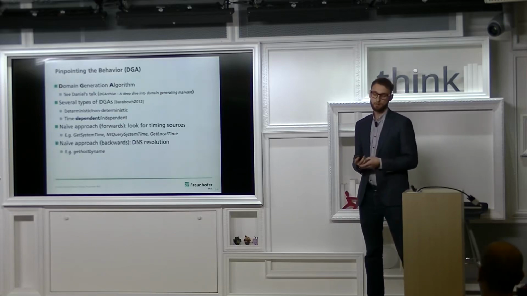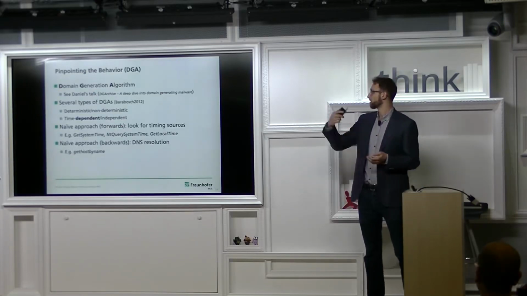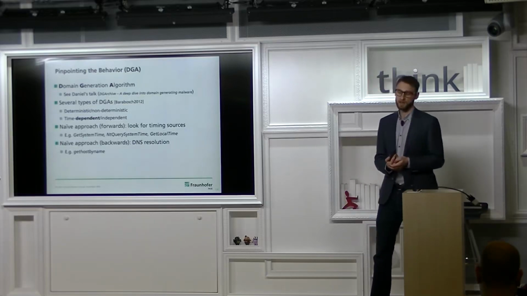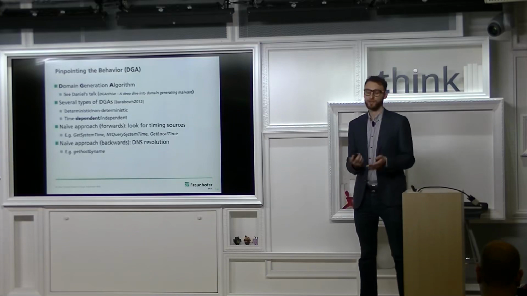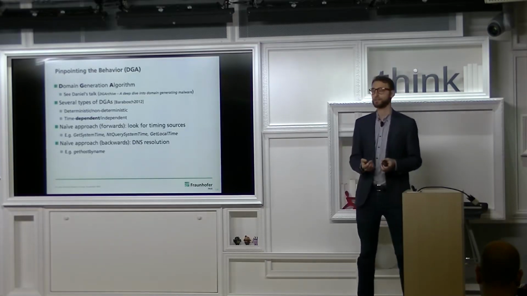So what one could do is a naive approach, a forward analysis, just looking at the time sources. The idea is, if the DGA is really time-dependent, then just break on all the time sources and follow the data to maybe the beginning of the behavior. This would be the forward approach.